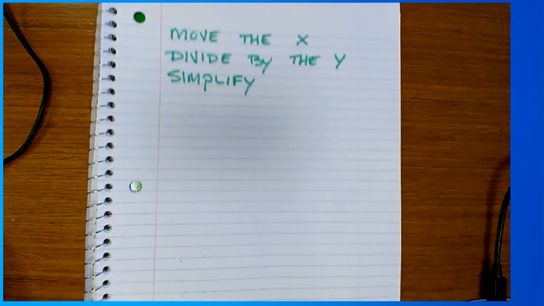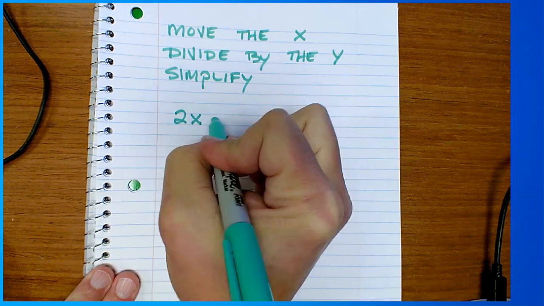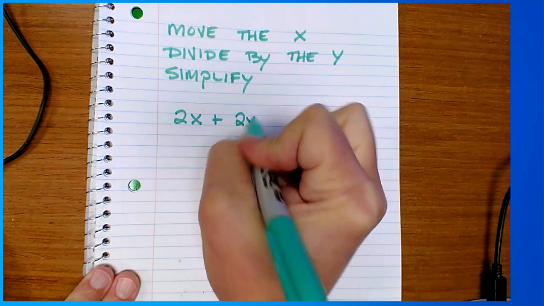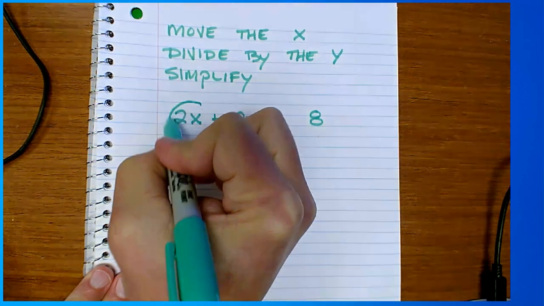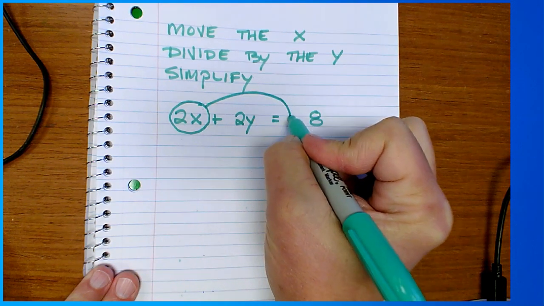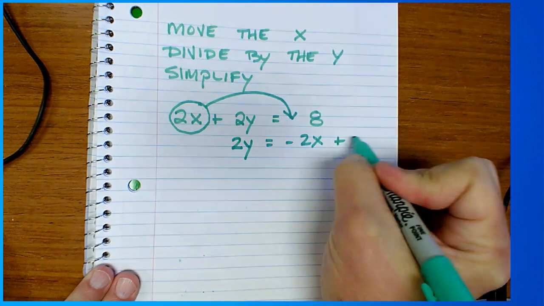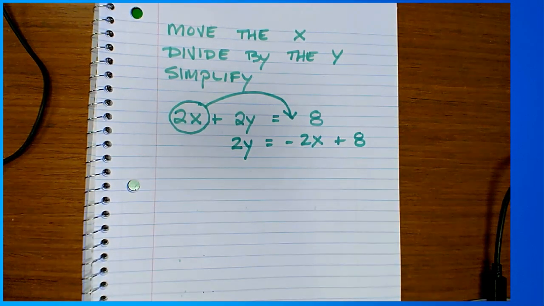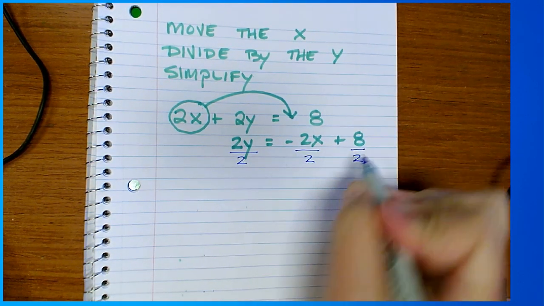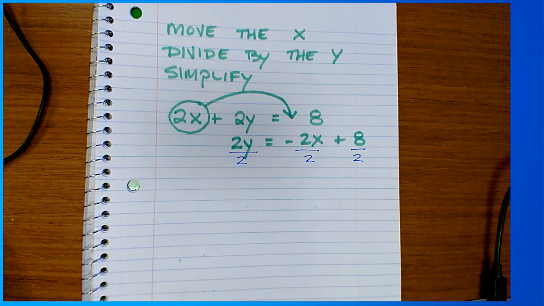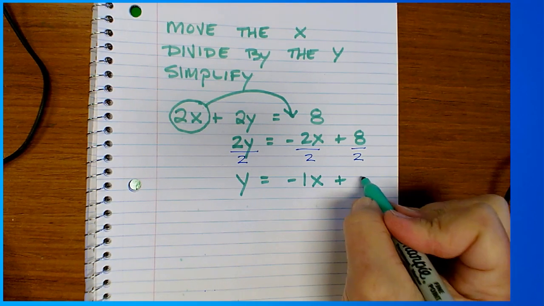Here's a full example. If I had 2x plus 2y equals 8, I start by moving the x. That gives me 2y equals negative 2x plus 8. I divide by the y. Divided by 2, divided by 2, divided by 2, and then I simplify, which gives me y equals negative 1x plus 4.